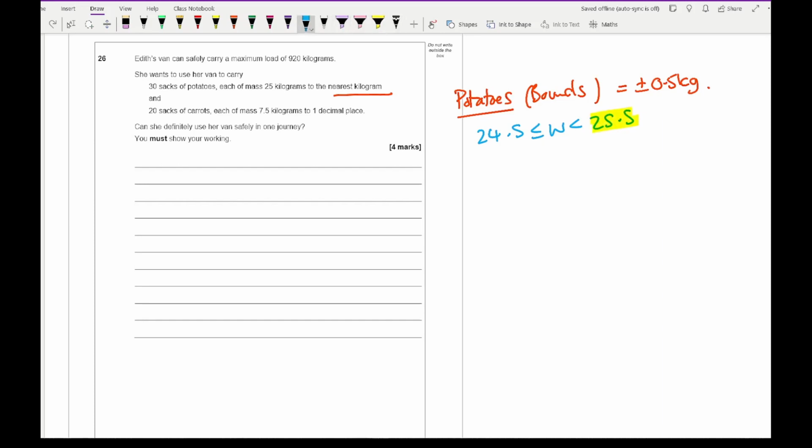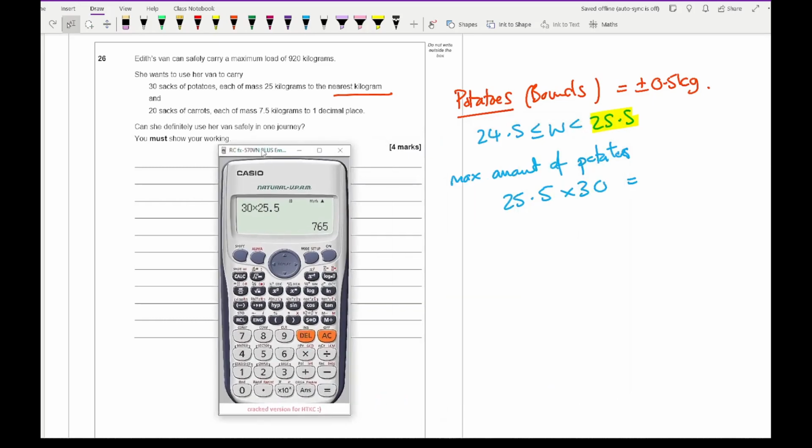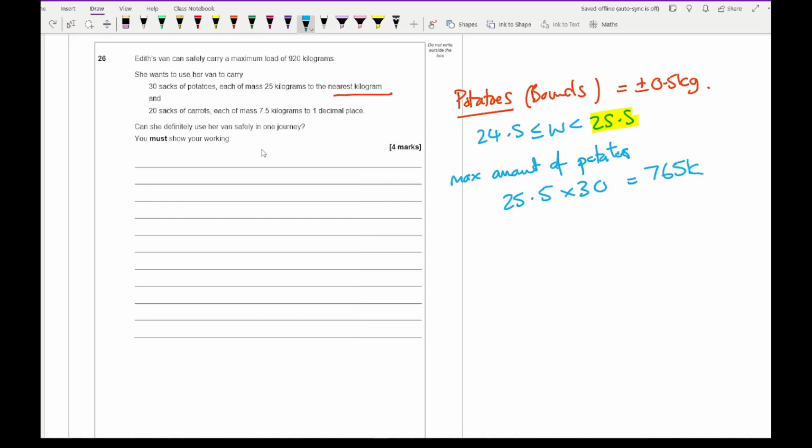So the maximum amount of potatoes in total is going to be 25.5 times 30, which if I work it out on my calculator, 30 times 25.5, gives me an answer of 765 kilograms.